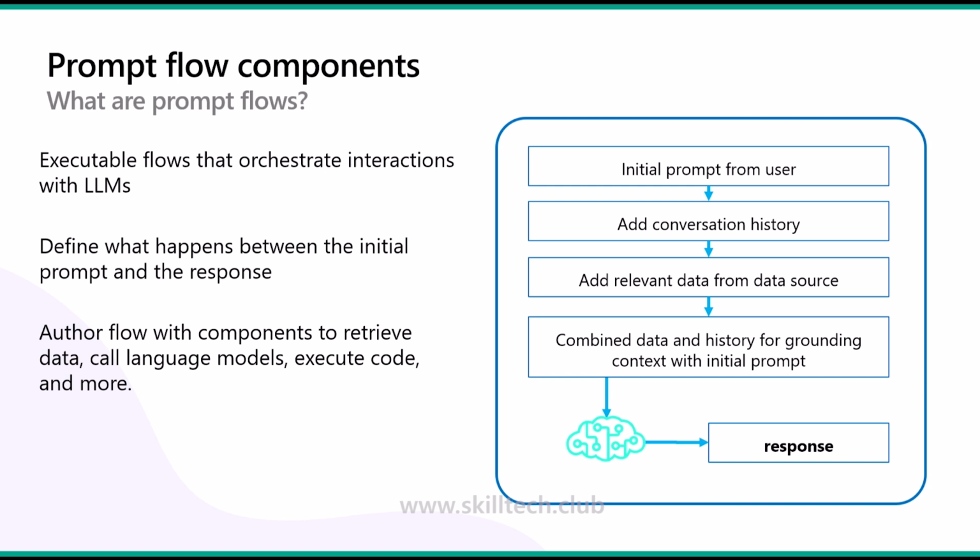As you can see in this slide, we have an initial prompt from the user, and then we want to add a conversational history on top of it. On top of this combined conversational history, we want to add relevant data from data sources. When you do this, you have a logical flow which executes all these things sequentially, and based on all this, it gives you the response. So basically, it combines the data and history for grounding context with the initial prompt, and then prepares one response. This kind of logical execution can be customized with the help of prompt flow.